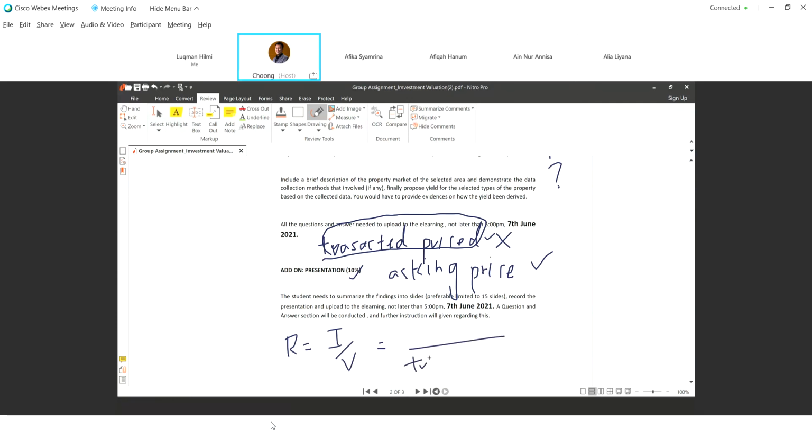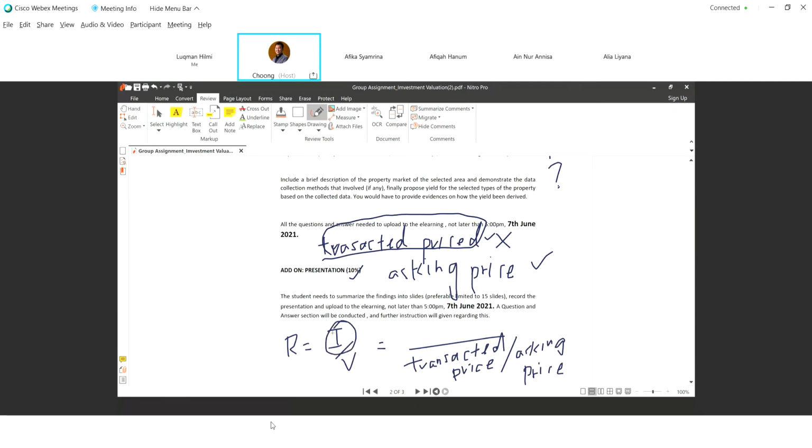Kalau tak ada transactor price, kalau ada transactor price, you may guna asking price. Tapi you have to be extra caution sebab asking price selalu lebih tinggi daripada transactor price. Sebab asking price mungkin termasuk commission untuk estate agent, 2%. You may want to discount something from asking price. Then untuk income ni, how do you get the income?